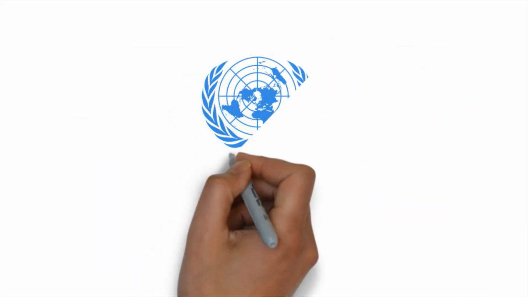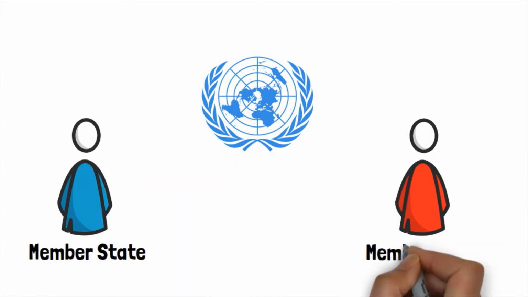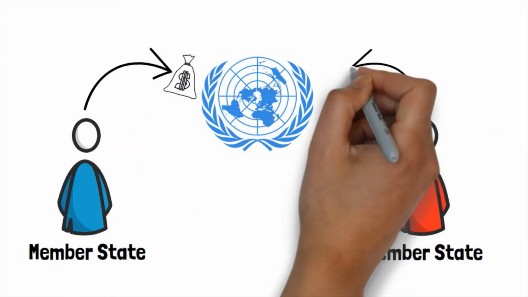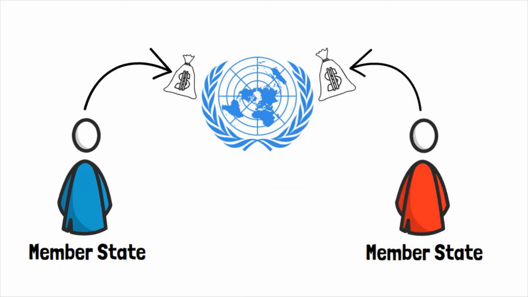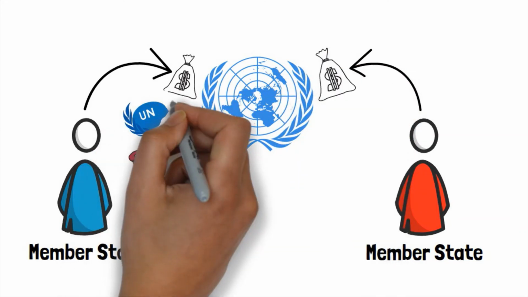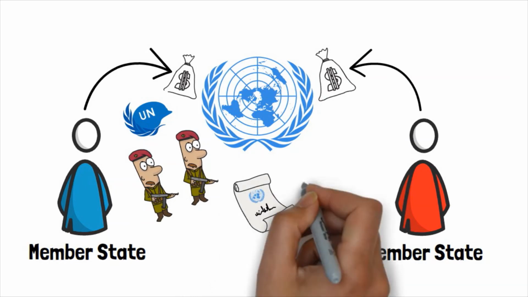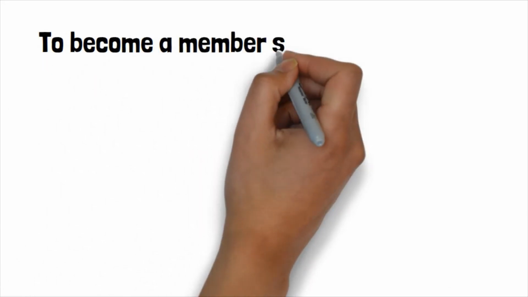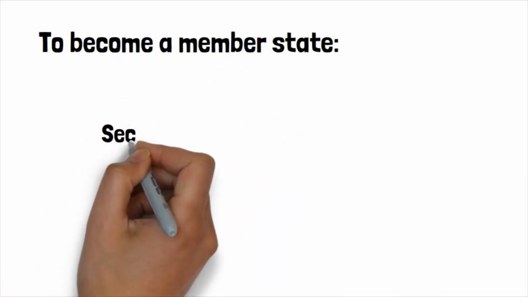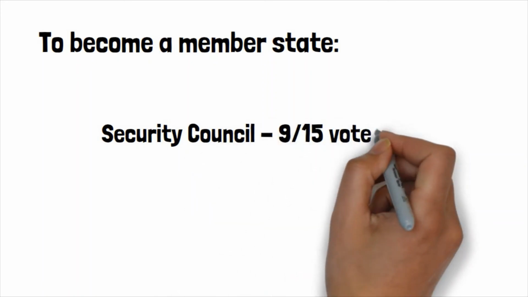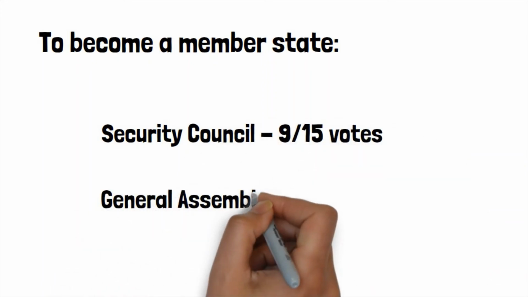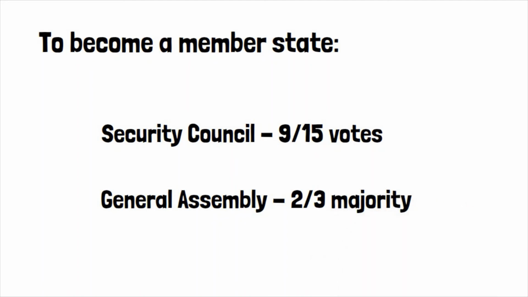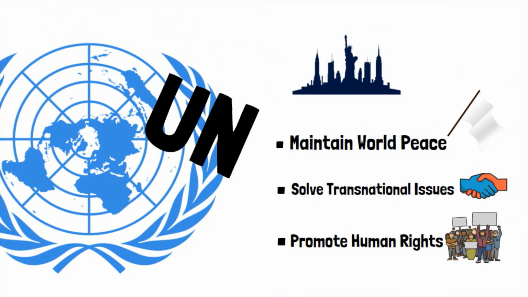The UN is funded by its member states, and every state is responsible for supporting the UN. This includes sending members of its armed forces to act as UN peacekeepers and complying with all UN decisions and laws. For a country to become a member of the United Nations, it needs to be recommended by the UN Security Council with a 9 out of 15 vote and voted for with a 2/3 majority vote in the General Assembly.